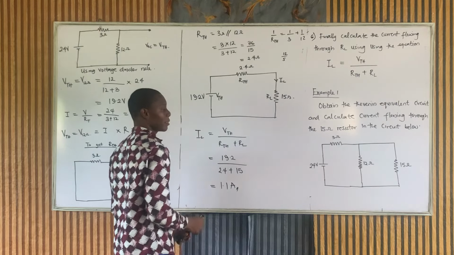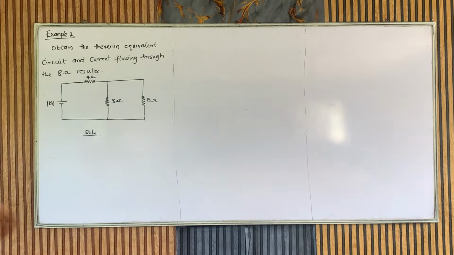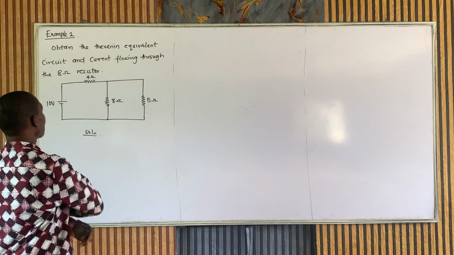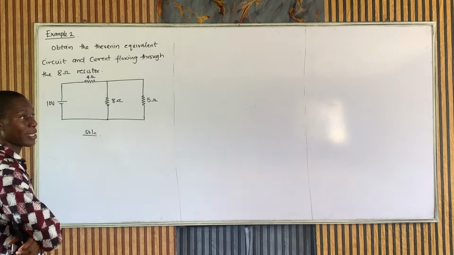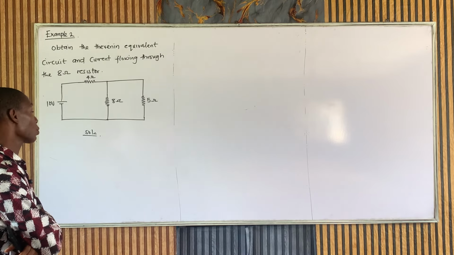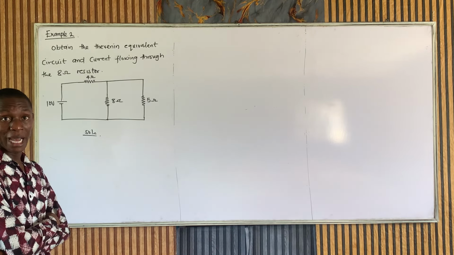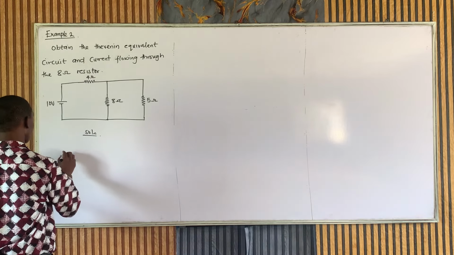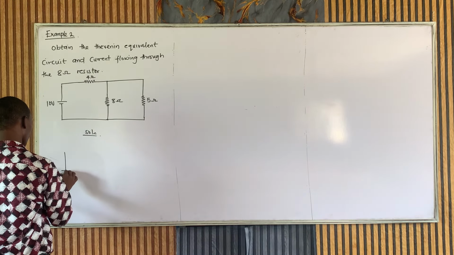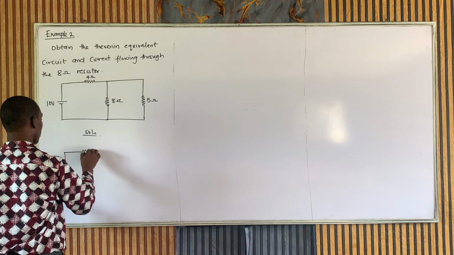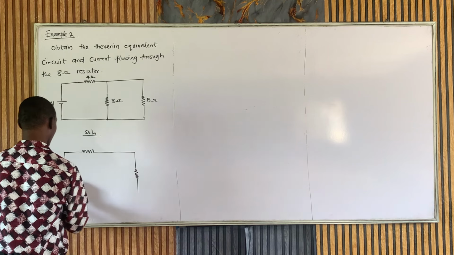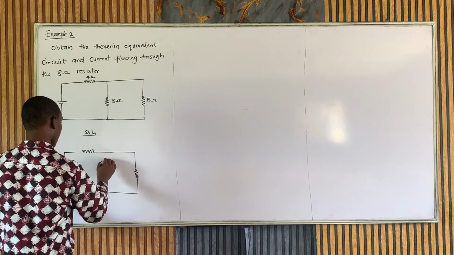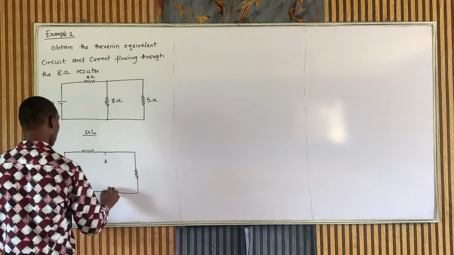That's that about that. Next example, we have to obtain the Thevenin equivalent circuit and the current flowing through the 8 ohm resistor. Well, quite another easy question. The first thing to do here is to remove the load resistor as usual. And this is the resistor we remove.